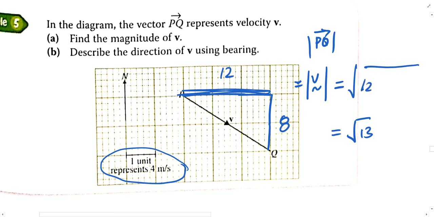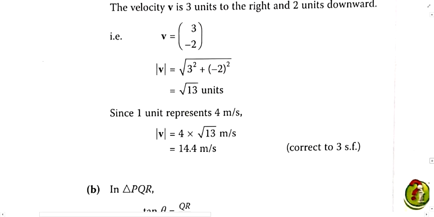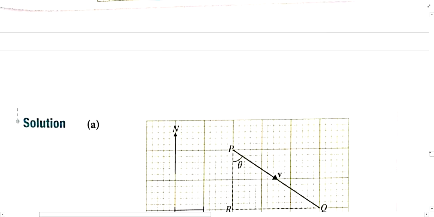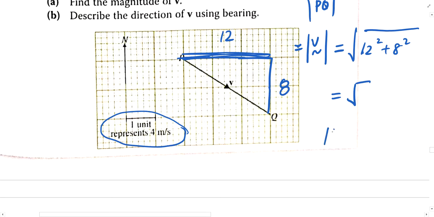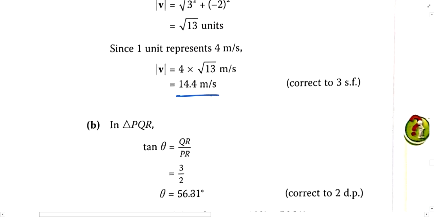12 squared plus 8 squared. Or you can write negative 8 squared, but it doesn't make a difference to our final answer. Okay? So 144 plus 64 is 188. Is it? 144 plus 64 is 208. Okay? Is square root 208 the same as 14.4? Is it the same? Same? Okay. So this is how we do it.